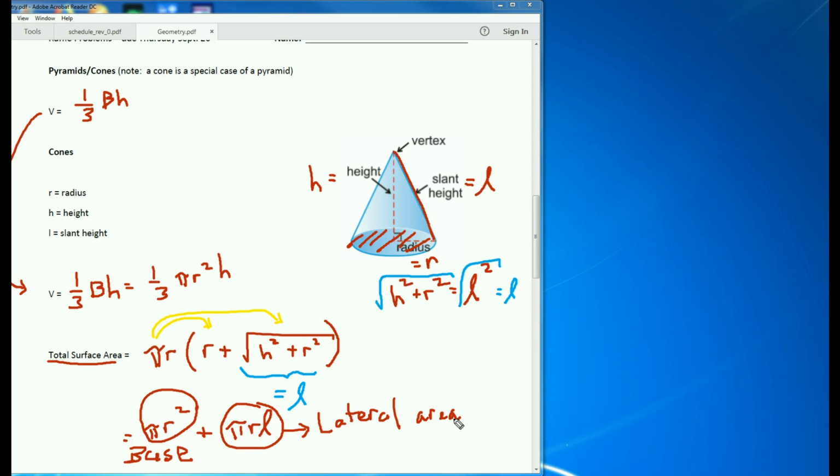The lateral area, of course, is just all the rest of the surface of the cone going all the way around it. So if you want the total area, you have to add the circle on the bottom plus the lateral area. Or maybe you just want the lateral area. That's just pi rl. All right, so that should be everything you need to know. I'm going to erase this and scooch down.